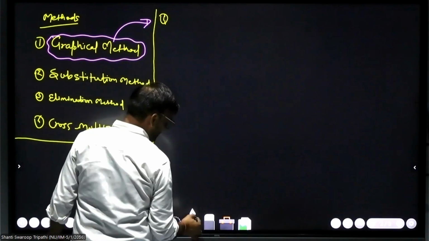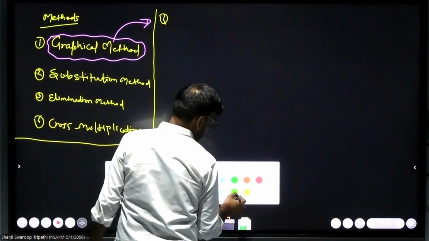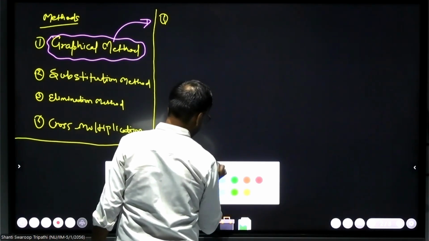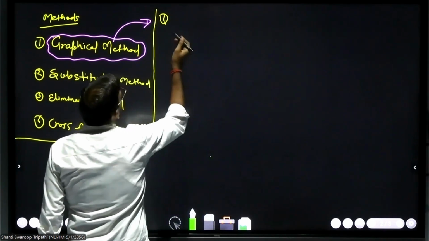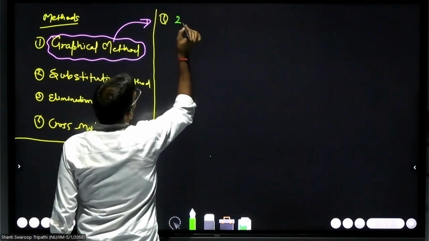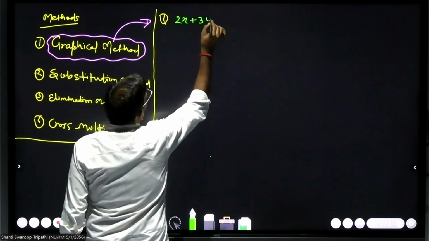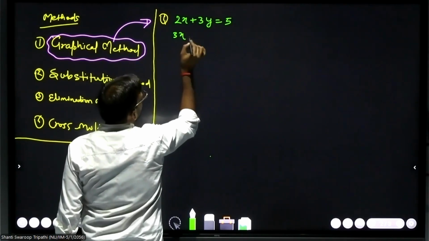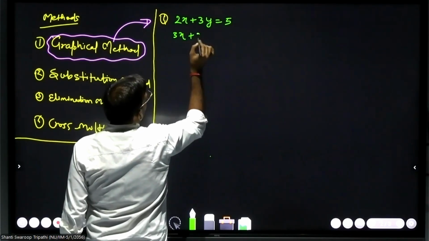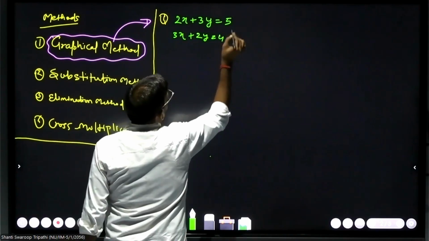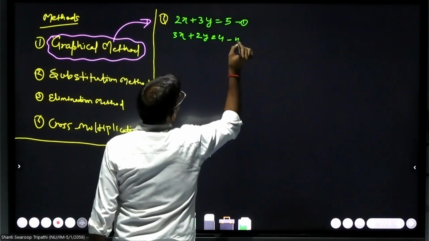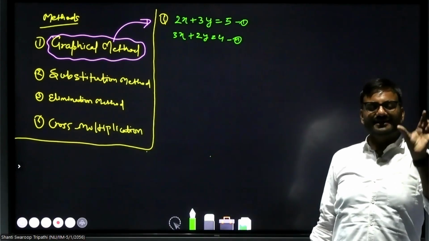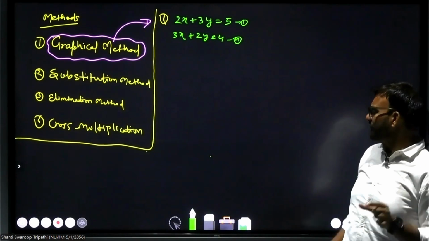So what is the graphical method exactly? The first equation I am taking is 2x plus 3y is equal to 5. And the second equation I am taking is 3x plus 2y is equal to 4. This is your first equation and this is the second equation. For the graph, we are going to get some points, and after getting these points, we are going to plot them in the graph.